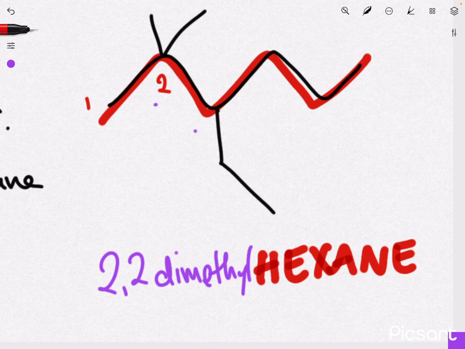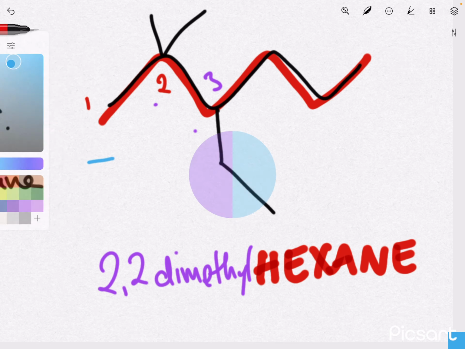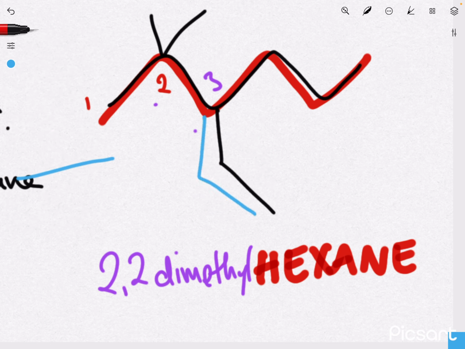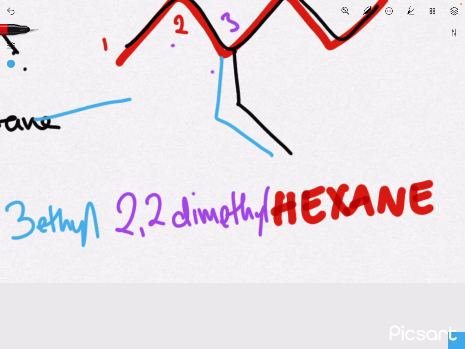1, 2, 3, our 3rd carbon, we have an ethyl sticking out here, so we will say that this is 3-ethyl-2,2-dimethylhexane.